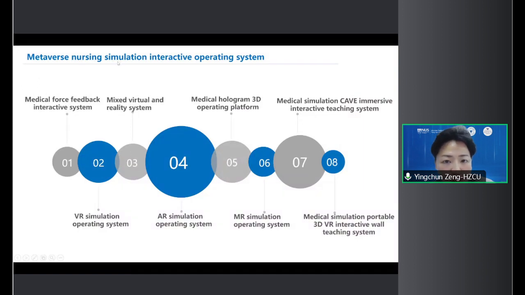So a metaverse nursing simulation system has lots of components. So we need medical force feedback. This is critically important. We need a force feedback interactive system, and we need to use a VR simulation operating system as well. So we need a mixed virtual and reality system using the AR simulation system as well. Like Hangzhou, I see they use AR for emergency training. But if this system adds some force feedback, it will be really better for the training effect. Also use a medical hologram 3D operating platform. We also need an MR simulation operating system and the K1 immersive teaching system as well. So if we use metaverse nursing simulation, we need lots of technology and components.